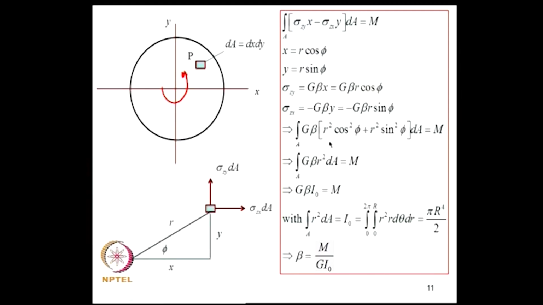Now, substituting into this equation, for sigma zy I am writing G beta x, which is G beta r cos phi, and I get this. So, the condition would be the area integral of G beta r square dA must be equal to M. Now, if I call I naught the integral of r square dA over the area, the condition for satisfaction of the boundary condition is G beta I naught must be equal to M. Therefore, beta is given by M by G I naught.